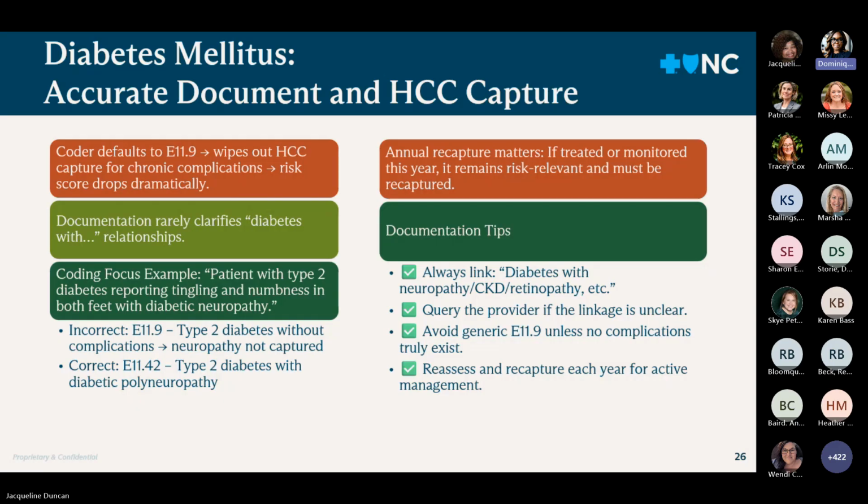So some best practice tips. Always link diabetes with specific complications. Query the provider if linkage is unclear. Avoid unspecified E11.9 unless truly applicable. Reassess and recapture diabetes annually for active management, even if stable. Accurate documentation is more than compliance. It reflects the true clinical picture, supports quality care, and ensures patient complexity is fully recognized in the risk model.